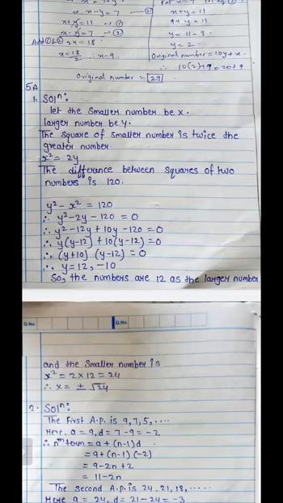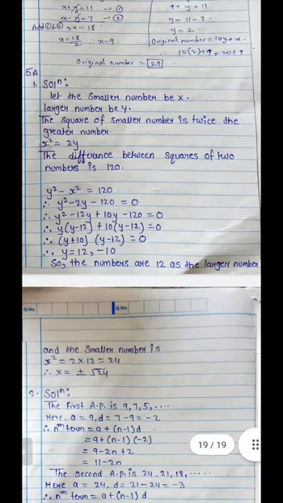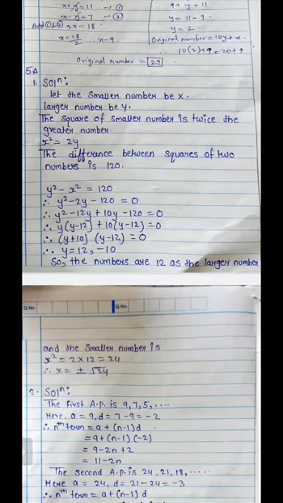y square minus 12y plus 10y minus 120 is equal to 0. Therefore, taking common y into y minus 12 plus 10 into y minus 12 is equal to 0. So in one bracket y plus 10, in the other bracket y minus 12 is equal to 0.